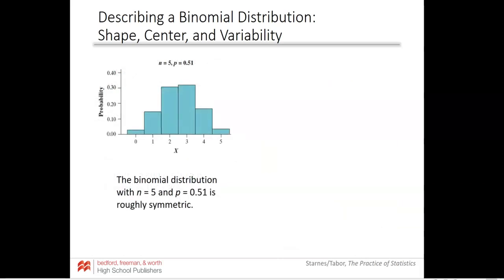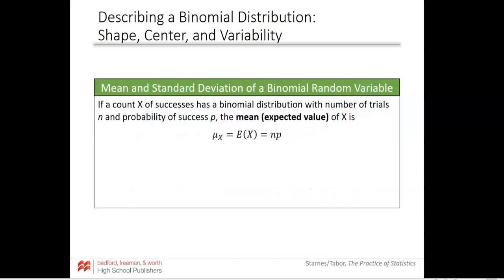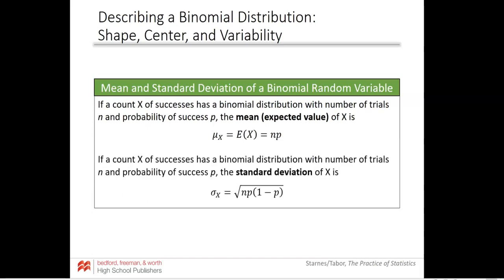If you want to describe this one, you would say n equals 5, p equals 0.5. It looks roughly symmetric there. Here's the picture of n equals 5, p equals 0.8. It's going to be skewed left in this case, is the shape of that one. So now the mean and standard deviation. The mean, again, is the expected value of x.